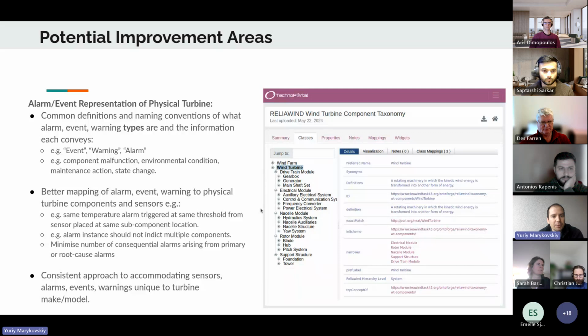Another thing that can be improved is a consistent approach for accommodating sensors that are unique to a wind turbine. Let's say we have some specific model of wind turbine that has unique sensors only to this wind turbine. How can the alarms, events, or sensors specific to this wind turbine be incorporated into a global model where, for example, the IEC standard is not covering the specific type of sensors? For example, some specific acoustic sensors, which is quite common right now for health monitoring companies to install to get richer information.